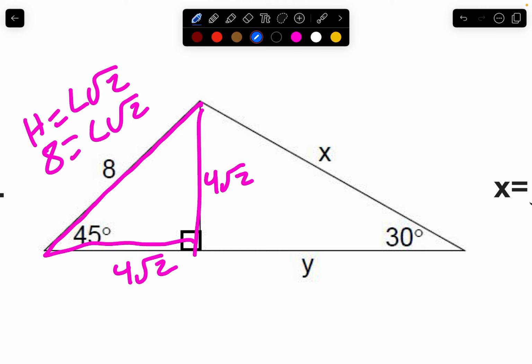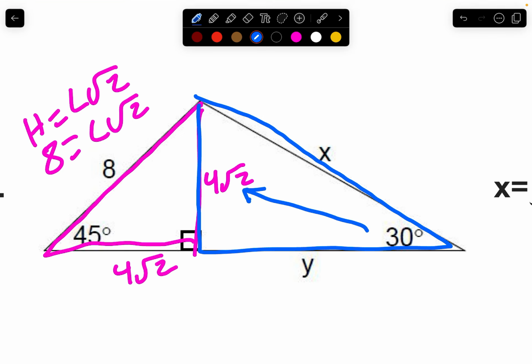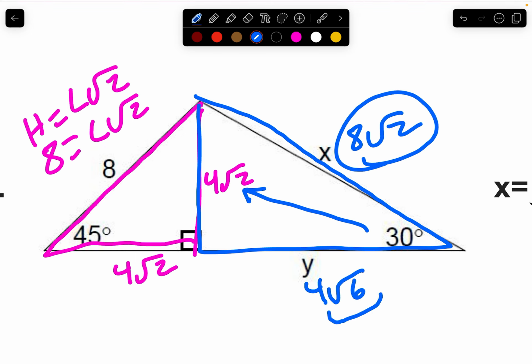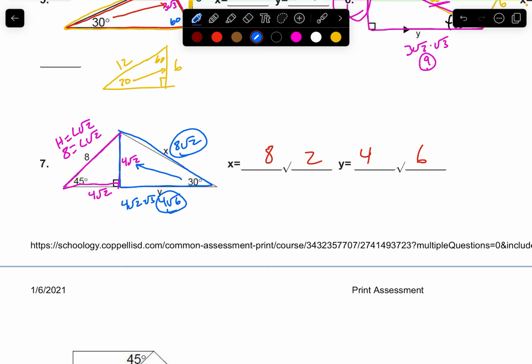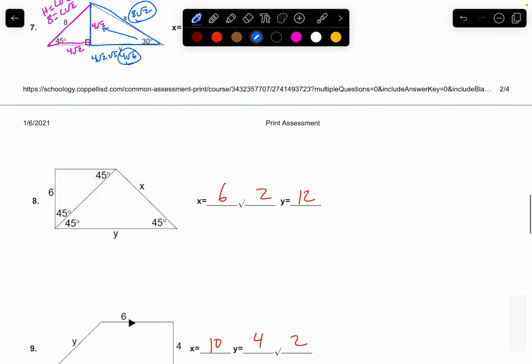Then I'm going to change my focus to this blue triangle where the 4 root 2 is my short leg. So the hypotenuse will be double the amount and the leg will be times root 3. 4 root 2 times root 3 would get me 4 root 6. So x would be 8 root 2 and y would be 4 root 6.